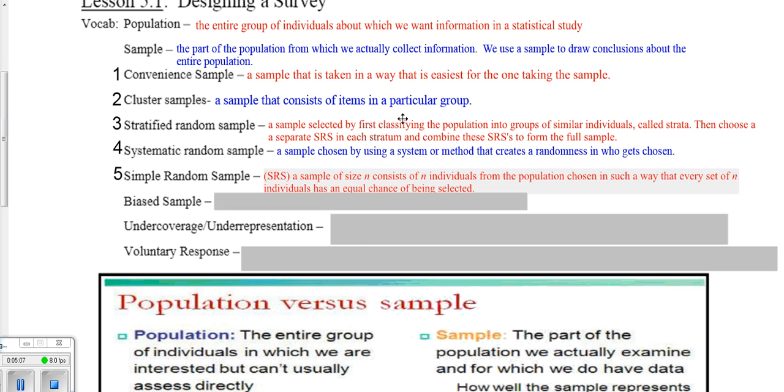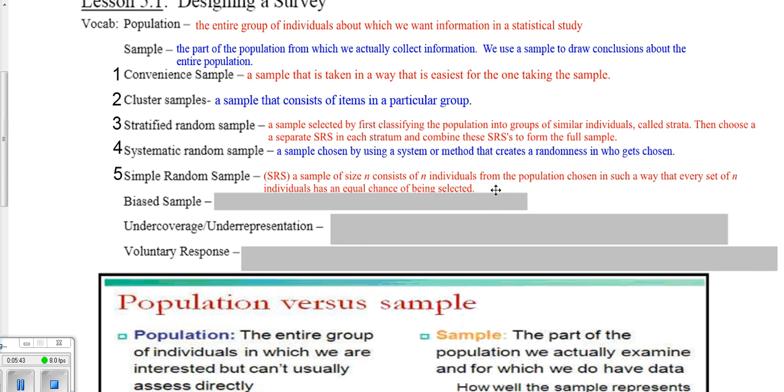And that would be the best form of a design, the SRS, the simple random sample. It's a sample of size n. It consists of n individuals from the whole population, chosen in such a way that every set of n individuals, or every group of people, has an equal chance of being selected. Now again, this would be something like you have a list of every student in the school, and you somehow rolled the dice or found a way to use a calculator to generate some random numbers that would randomly select everyone.